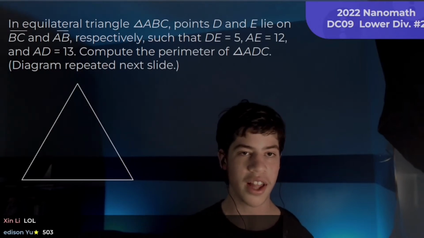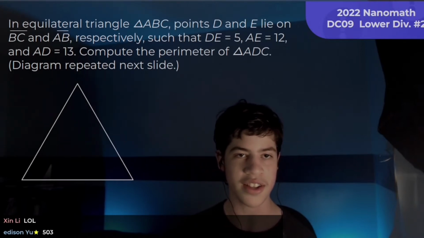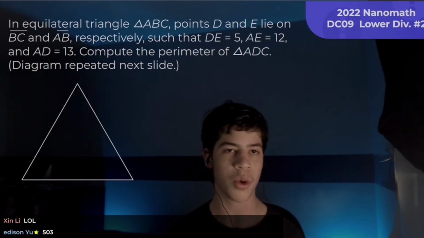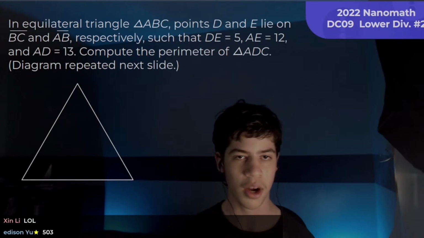In equilateral triangle ABC, points D and E lie on BC and AB, respectively, such that DE equals 5, AE equals 12, and AD equals 13. Compute the perimeter of triangle AEC.